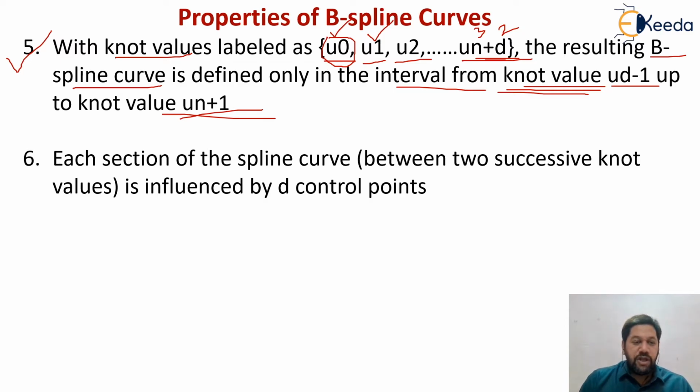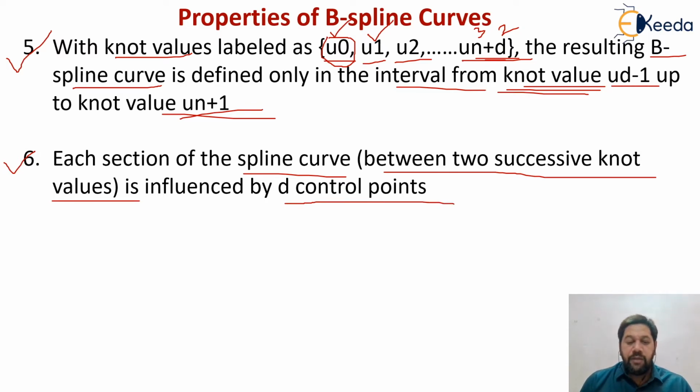The next property is each section of the spline curve, that is between two successive knot values. The section between two successive knot values is influenced by the d control points. Obviously it will be influenced by the number of sub intervals we have, influenced by d as the local control points. So each section of the spline curve between two successive knot values is influenced by the d control points.